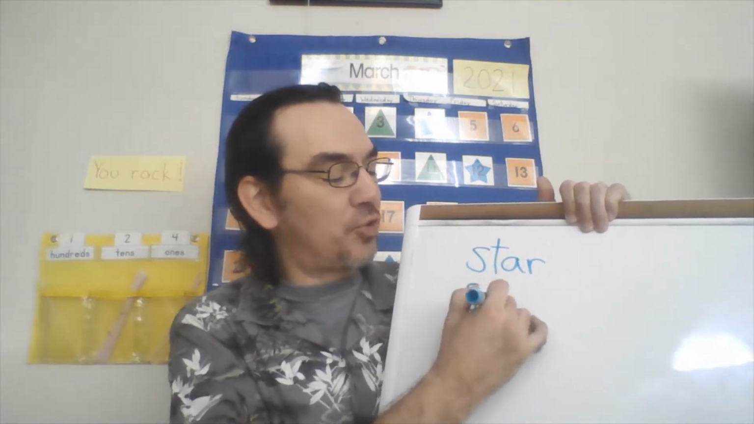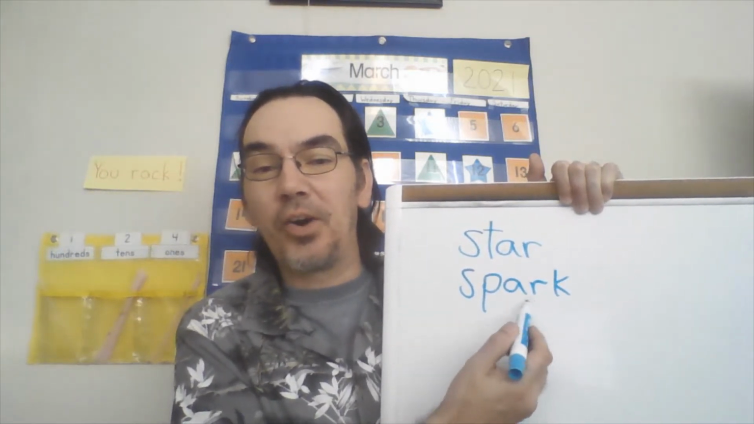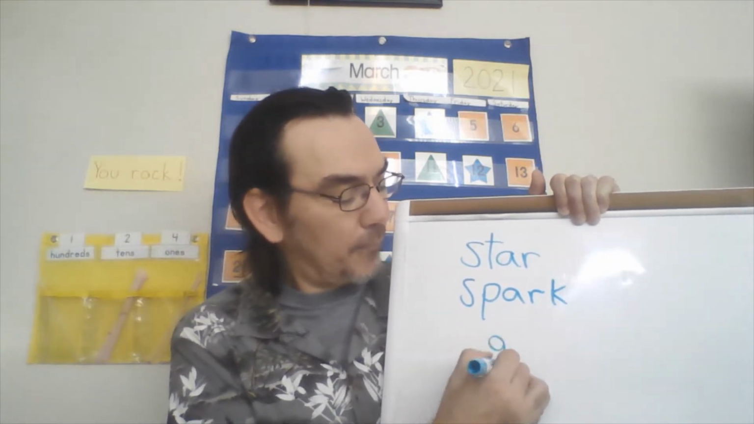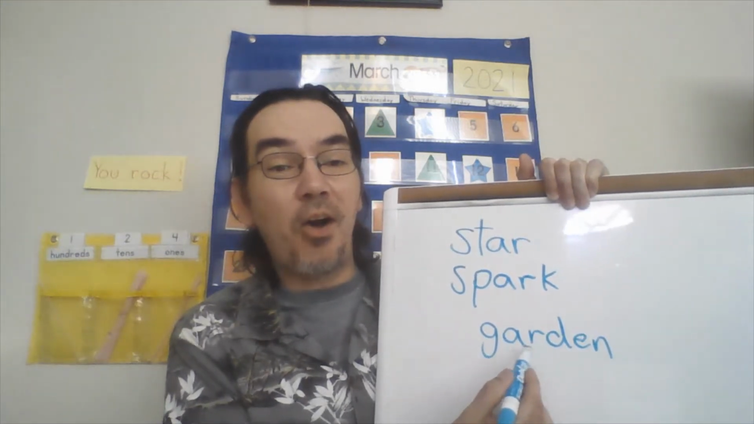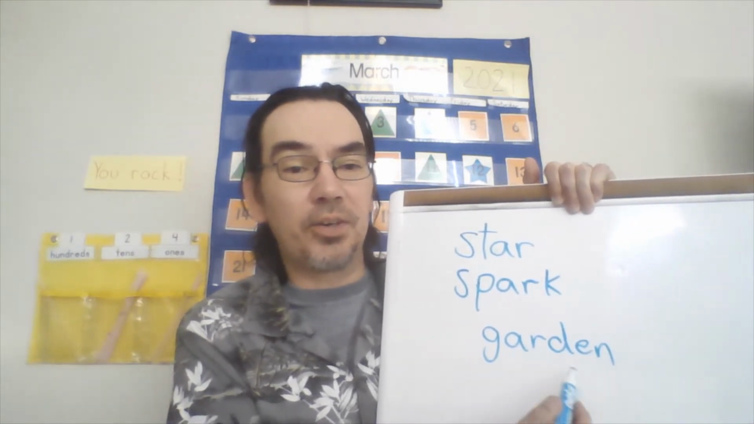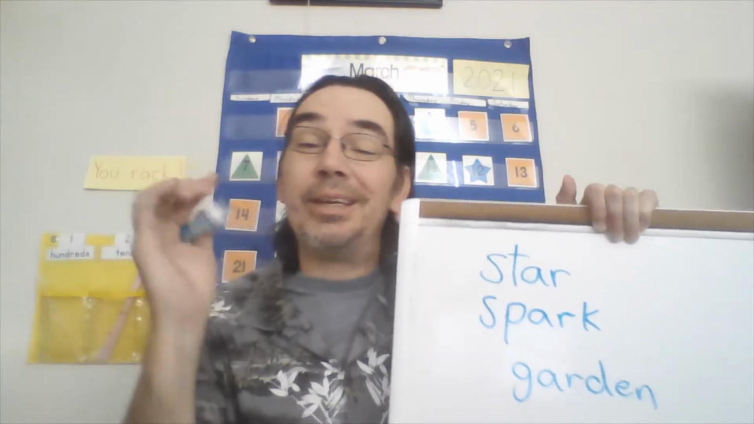Now, let's do a couple more just for us to see. This is arc, arc, spark. This is spark. And look at this. Garden. Garden. There's another one. If you find any of these AR words anywhere in your reading, in your writing, when you're talking, please send them in so I can give you credit for finding it and helping us out.